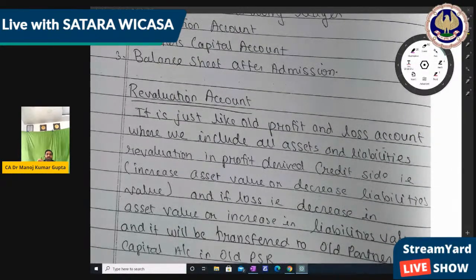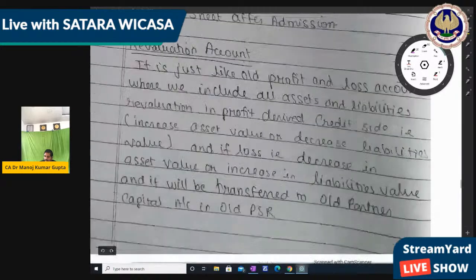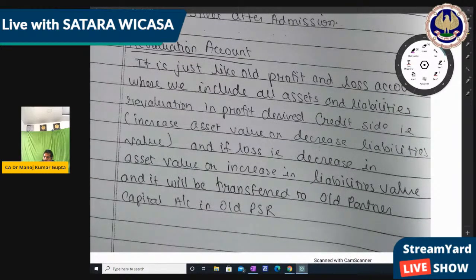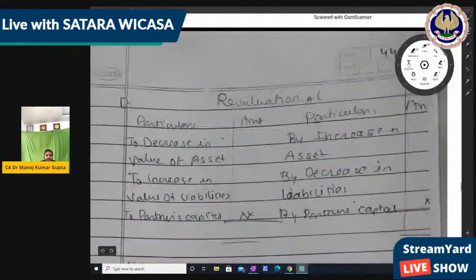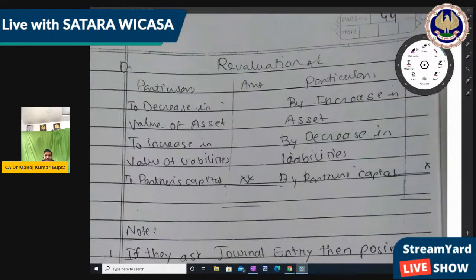Now the revaluation account is just like a profit and loss account where we include all assets and liabilities. Revaluation profit is written on the credit side: increase in assets and decrease in liabilities. Loss is a decrease in assets value and an increase in liabilities value. It will be transferred to the old partners' capital accounts in the old PSR. Clear? That is the format of the revaluation account.